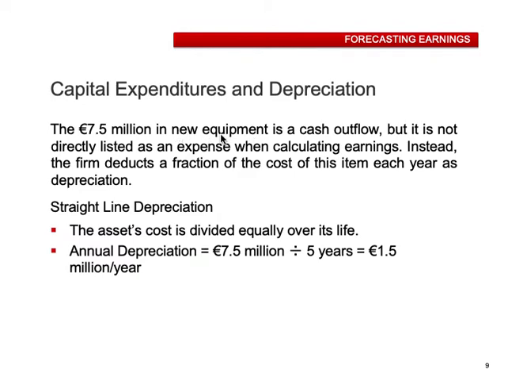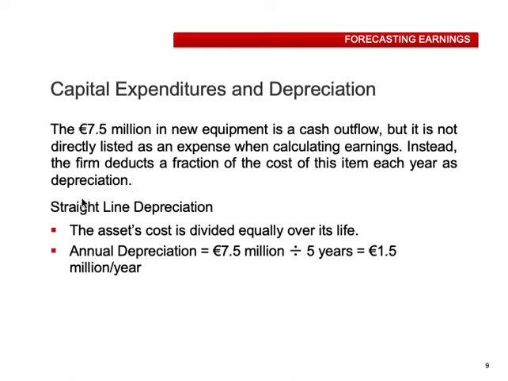Let's have a look at the capital expenditures and depreciation related to the investment in new equipment. What we've seen in the previous slide is that Space Agency is investing $7.5 million in new equipment, which of course is considered a cash outflow because you need to pay another company to acquire the asset. What we need to see is that the $7.5 million is not directly listed as an expense in the profit and loss statement when calculating the earnings. Instead, Space Agency is only deducting a fraction of the cost of this item each year as a depreciation expense.